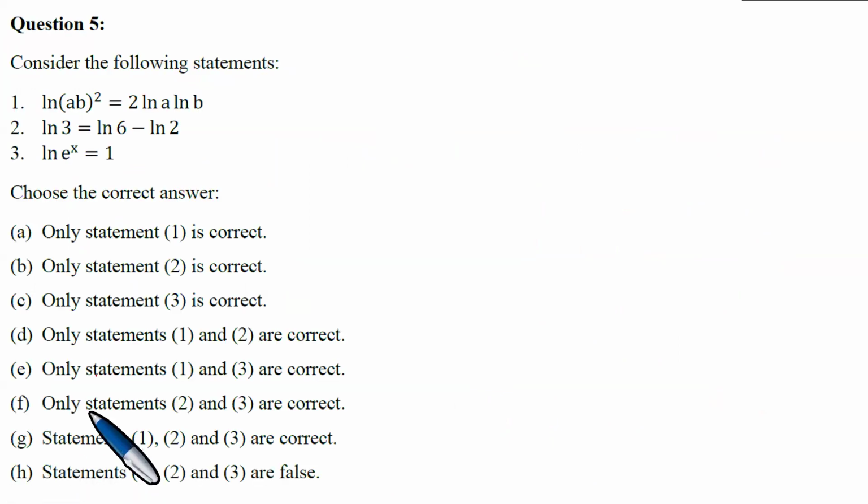Consider the following statements. With the natural log: one, ln of AB squared equals 2 ln A ln B; two, ln 3 is ln 6 minus ln 2; three, the ln of e to the power x equals 1. Choose the correct answer. Only statement 1 is correct. Only statement 2 is correct. Only statement 3 is correct. Only statements 1 and 2 are correct. Only statements 1 and 3 are correct. Only statements 2 and 3 are correct. Statements 1, 2, and 3 are correct. Statements 1, 2, and 3 are false.